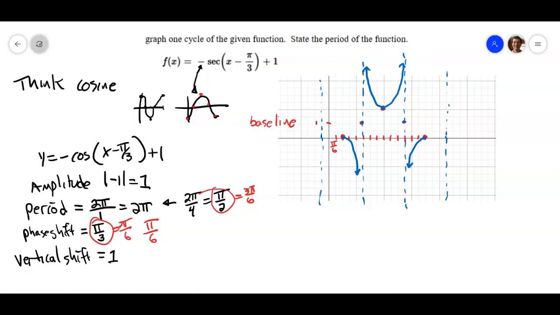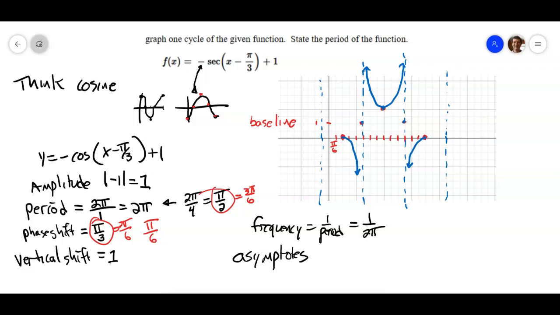Now, one thing that might be asked, the frequency. The frequency is 1 over the period, always. So in this case, since our period was 2 pi, the frequency would be 1 over 2 pi. They could ask about the asymptotes. Now, how far is it between asymptotes? 6 tick marks, but a tick mark is pi sixths. If I multiply that by 6, it's pi. So the distance between these asymptotes is pi.